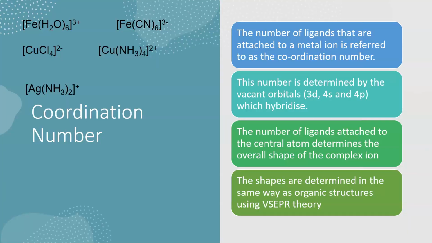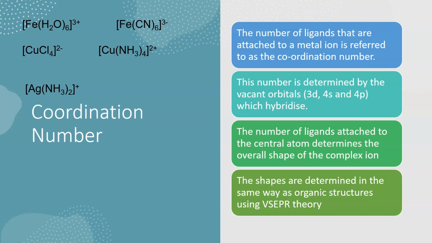So once we form the liganded complexes, we can refer to the coordination number of the complex. The number of ligands that are attached to a metal is referred to as the coordination number, and this number is determined by the number of vacant orbitals present in the metal ion, so 3d, 4s, and 4p, which are available to hybridize. The number of ligands attached to the central atom determines the overall shape of the complex ion, and these shapes are the same ones that we've seen for organic structures where we use VSEPR theory.